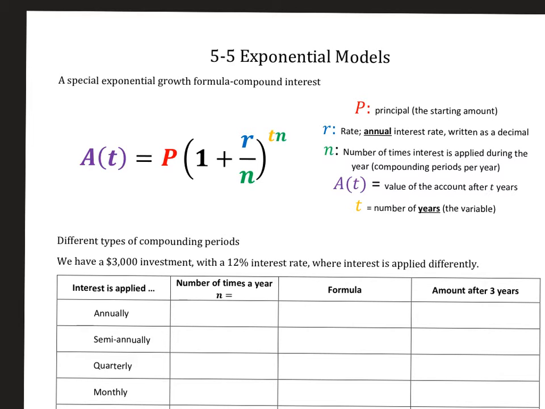P is your principal, or your starting amount. R is the rate, or the annual interest, written as a decimal. N is the number of times the interest is applied during the year, so compounding periods per year, like 12 or 4. And A of T equals the value of the account after T years, and T is the number of years.